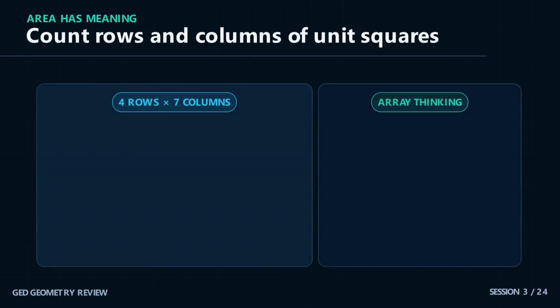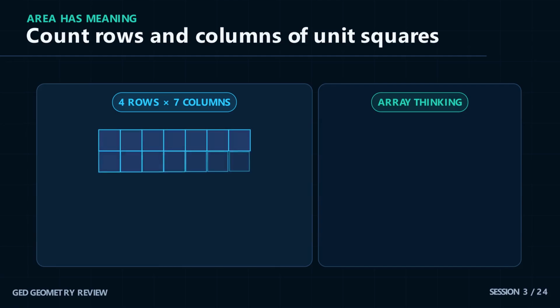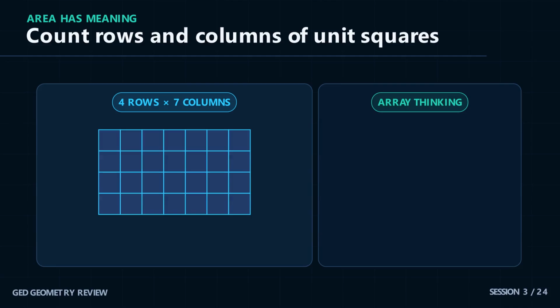Area begins with a simple picture, covering a surface with equal unit squares. This rectangle has 4 rows and 7 columns. Each small square covers 1 square unit. 7 squares in each row, repeated across 4 rows, gives 4 times 7, or 28 square units. This is why area uses a superscript 2.